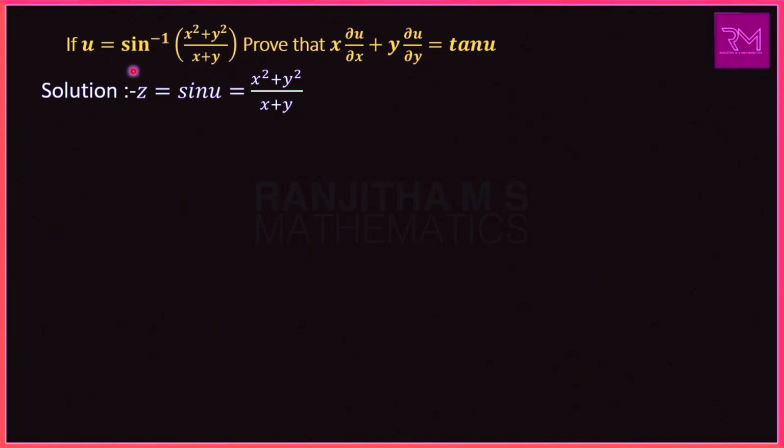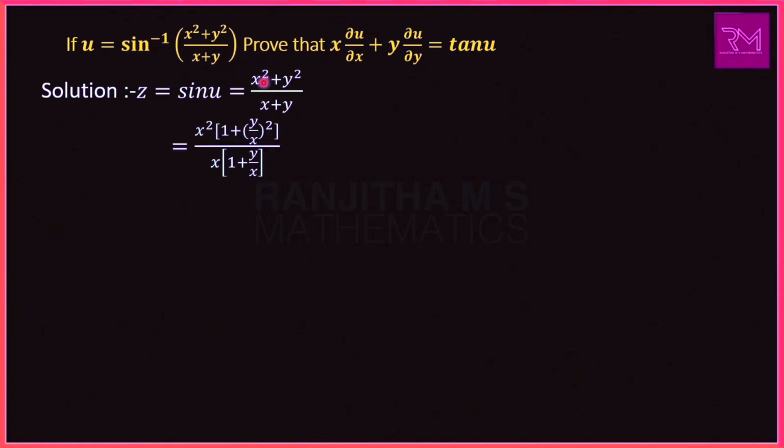Here they have mentioned u is equal to sine inverse of (x square plus y square) by (x plus y). Consider this equation as z. If we take sine inverse to the left hand side, that becomes sine u, which is equal to (x square plus y square) by (x plus y) as it is. Next step, we have to reduce this to the homogeneous equation form. For that, the procedure is same as before.